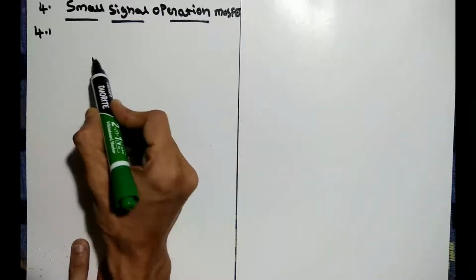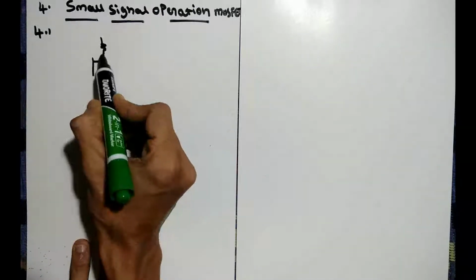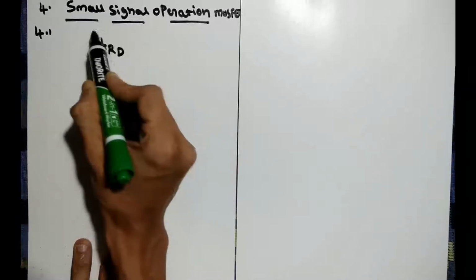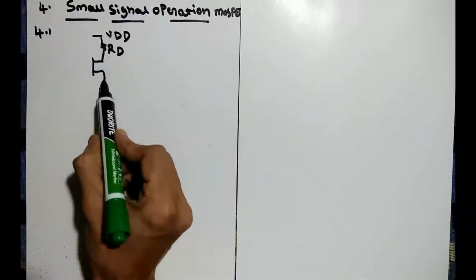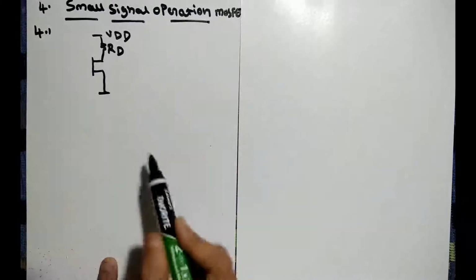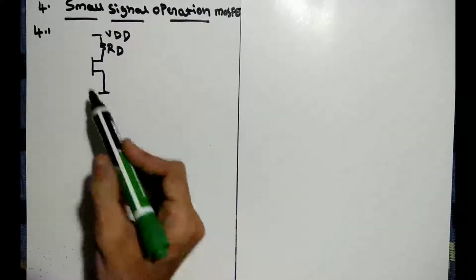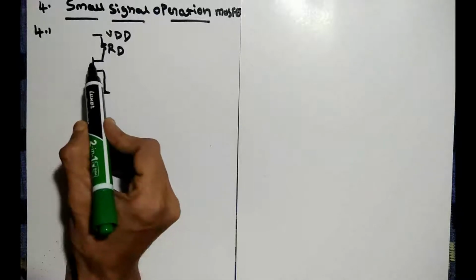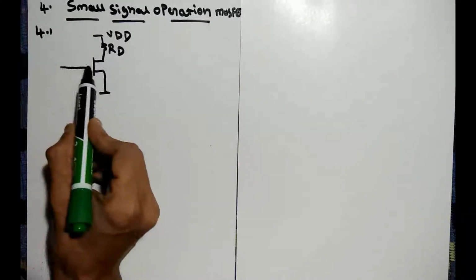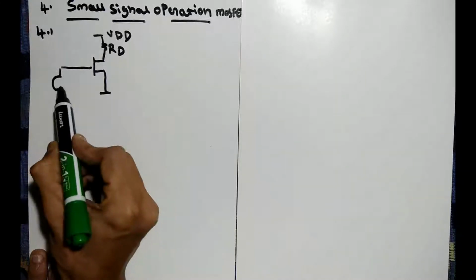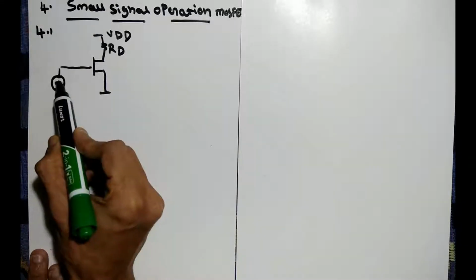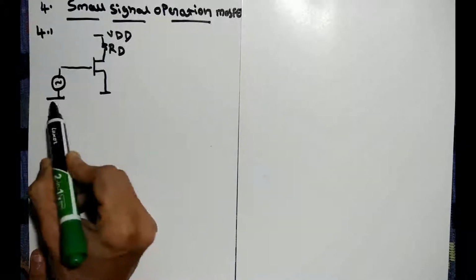If you consider one MOSFET, as usual we have an RD and some VDD, and we make the source grounded, a common source configuration. When connecting to the gate, we can take a gate resistance if you want, or you can ignore it. And here we have to take two types of voltage source: one is an AC signal, another is a DC signal.